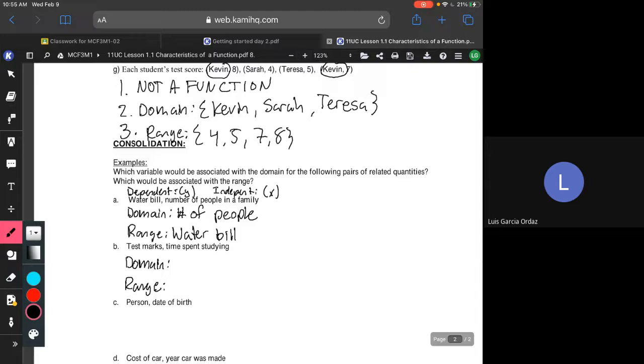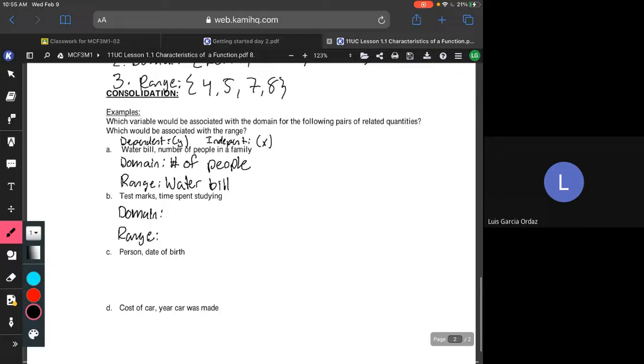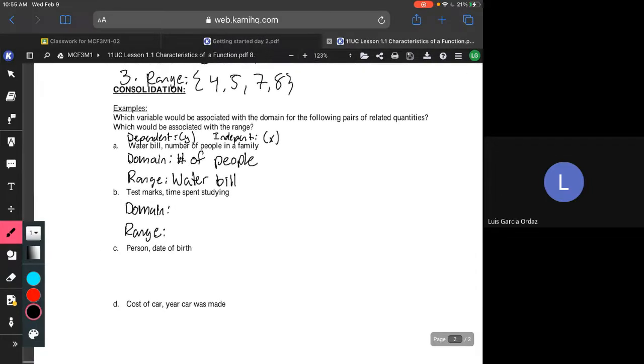So we'll do one more, and then we'll call it a day after this. The next one is test marks versus time spent studying. So which one depends on what? How would you read that as a sentence, Emma? Test marks depend on time spent studying, so that means that x is time spent studying, y is test marks. Yep, perfect.